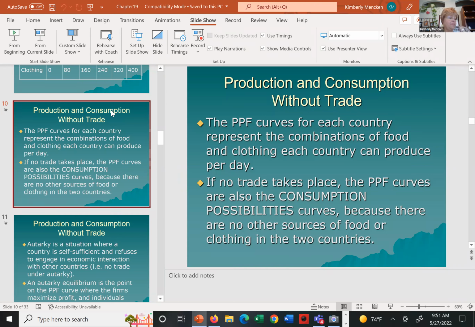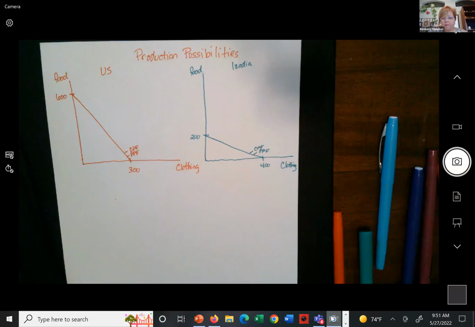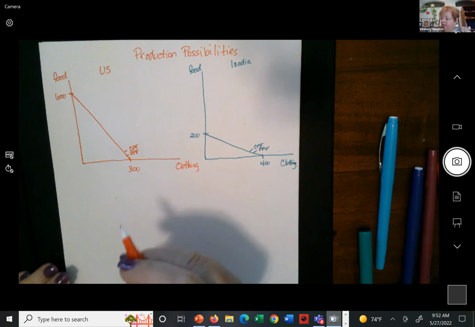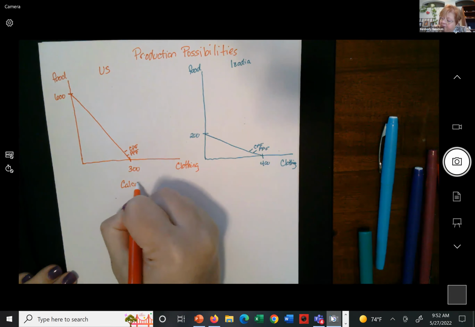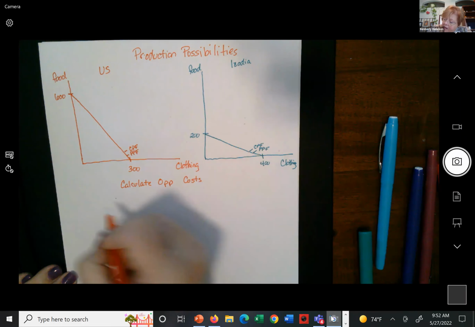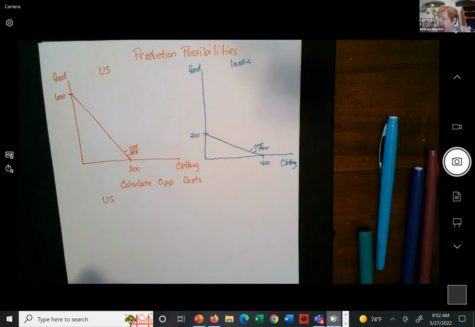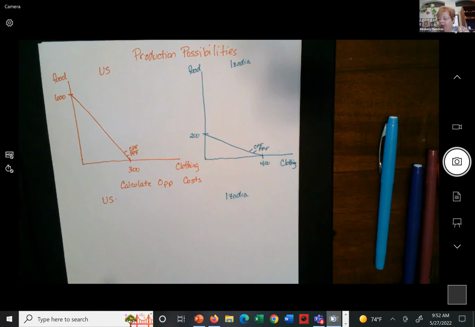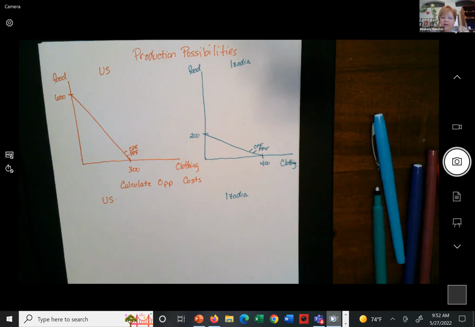Now, let's see how we do with some trade. So let's go back to the document camera. All right, and so what we need to do is we need to calculate our opportunity costs. So we're going to stick with the US on the left, Izadia on the right there. Okay, and we're going to set our endpoints equal to one another.